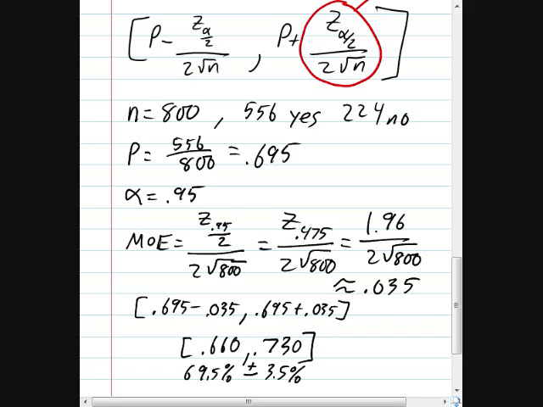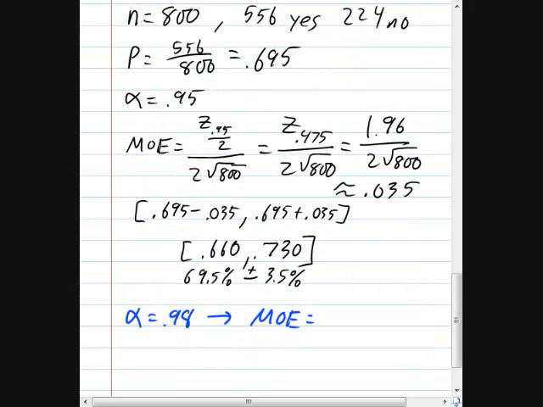Now, what if we wanted to be more confident about our study? Do you think that's going to make our confidence interval wider or narrower? Another way to ask that is, do you think it's going to make a larger margin of error or a smaller margin of error if we want to be more confident about our statistic? Why don't you try alpha equals 0.98 for the same study and see if you can find the margin of error. So pause the video, work out the margin of error for alpha equals 0.98, and then see if you've got the same answer as I have.